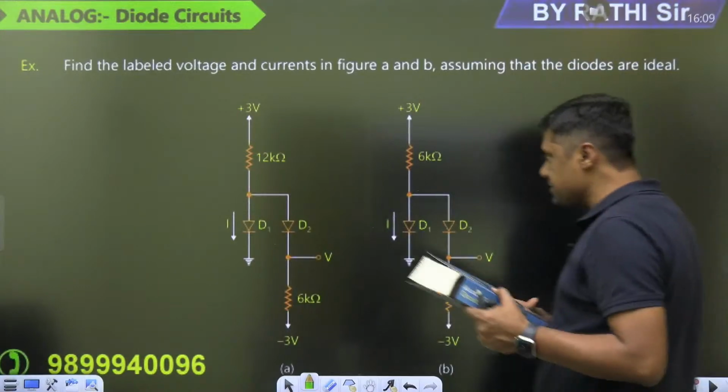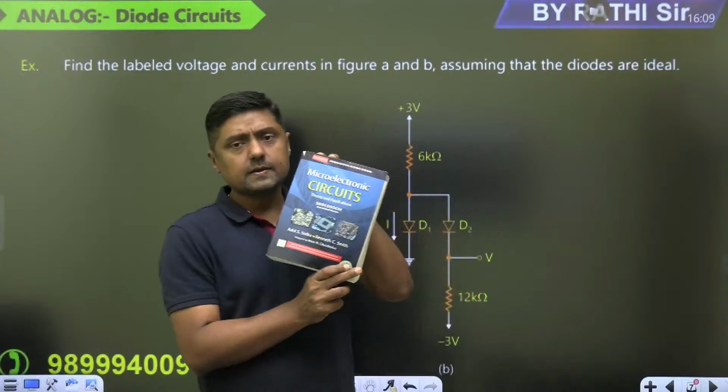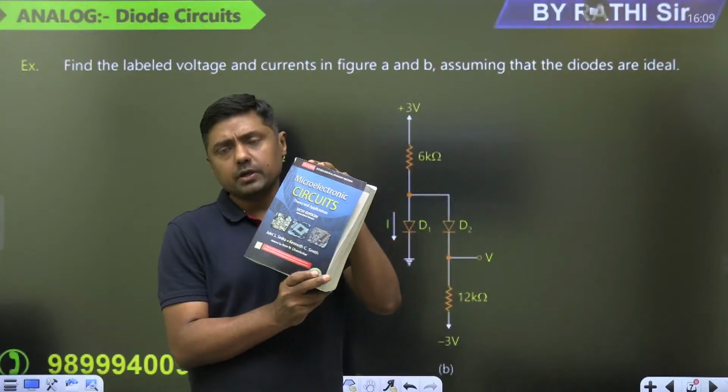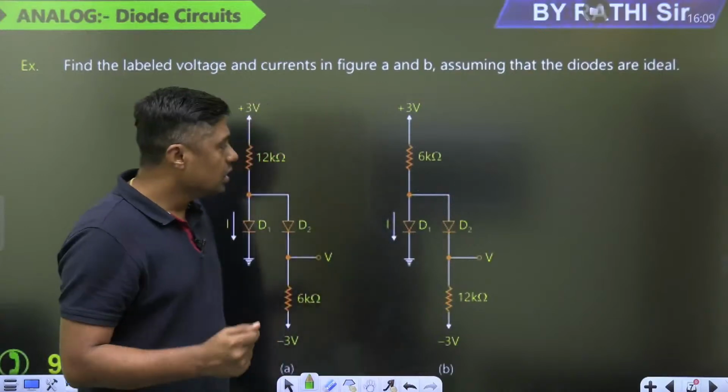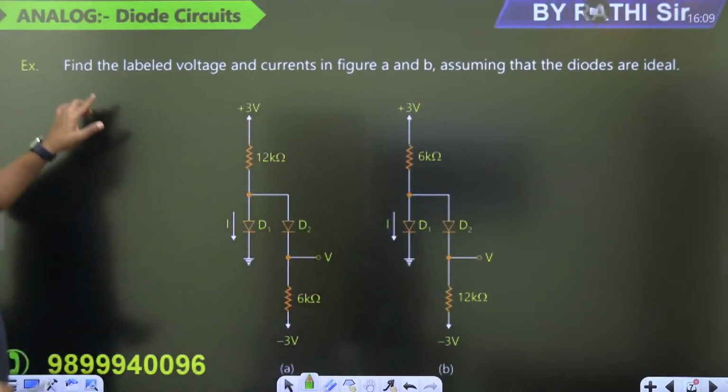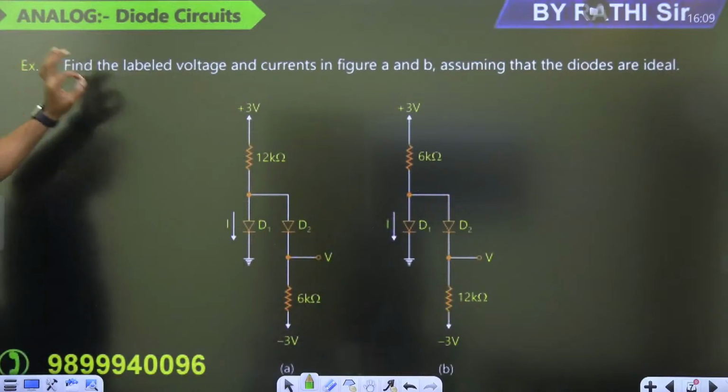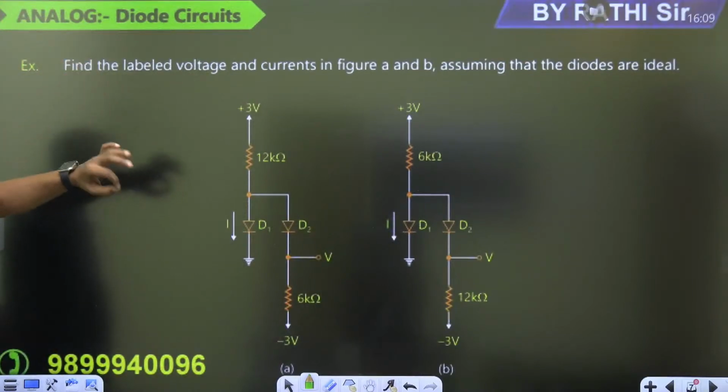I have the 6th edition. This is Sedra and Smith, guys, and that is the question from Sedra and Smith. And we are getting this type of question, basic questions. So the first question is: find the labeled voltage and currents in figure A and B.